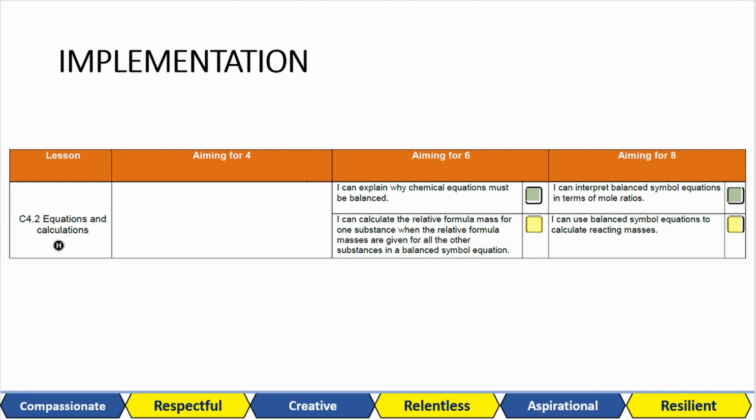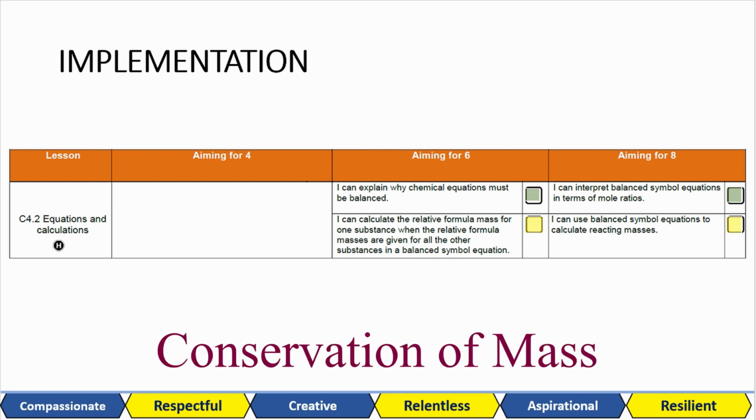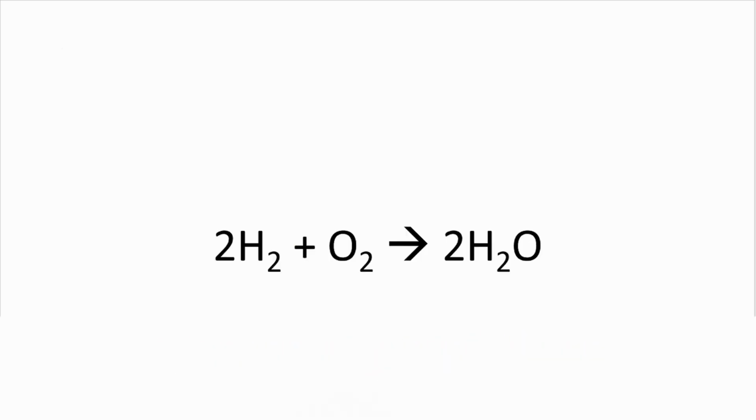This next section is called reacting masses. Reacting masses is just a natural evolution of the conservation of mass. Let's look at this reaction. This equation tells us that 2 moles of hydrogen and 1 mole of oxygen produces 2 moles of water.